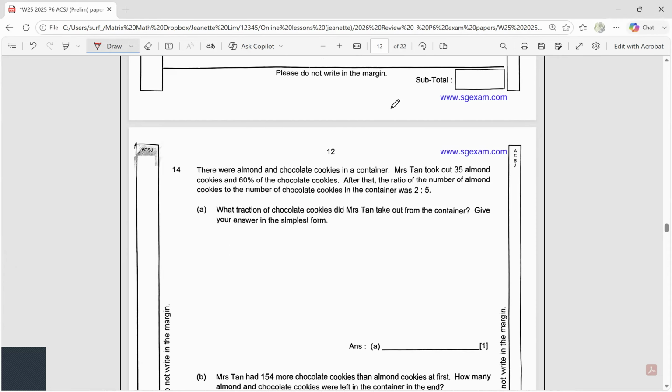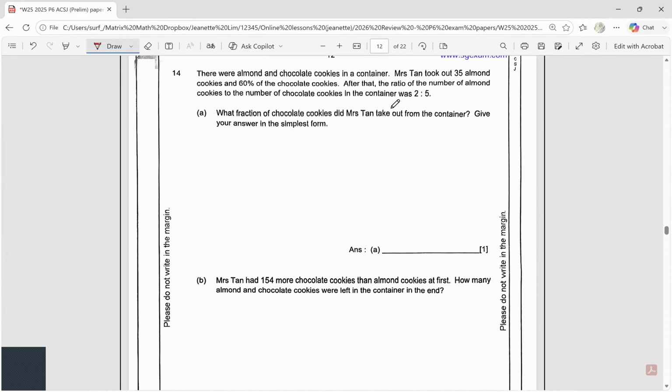Question 14. There were almond and chocolate cookies in a container. Mrs. Tan took out 35 almond cookies and 60% of the chocolate cookies. After that, the ratio of the number of almond cookies to the number of chocolate cookies in the container was 2 to 5. So what fraction of chocolate cookies did Mrs. Tan take out from the container? Give your answer in the simplest form.